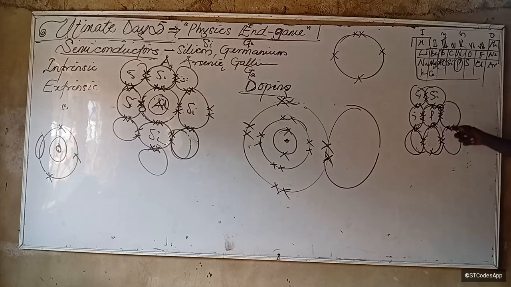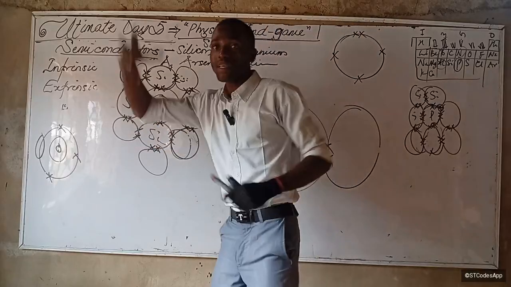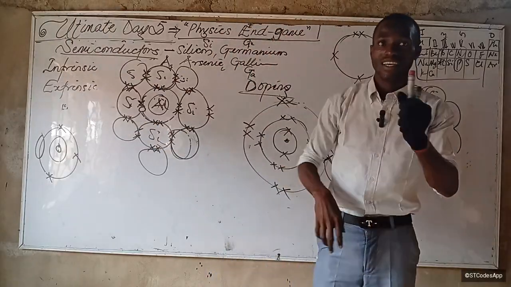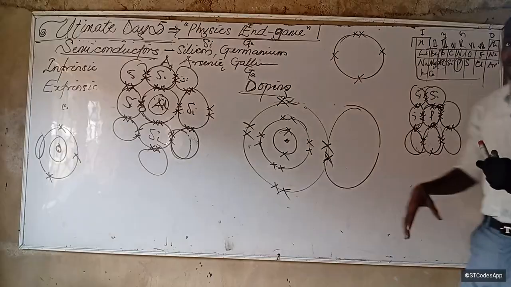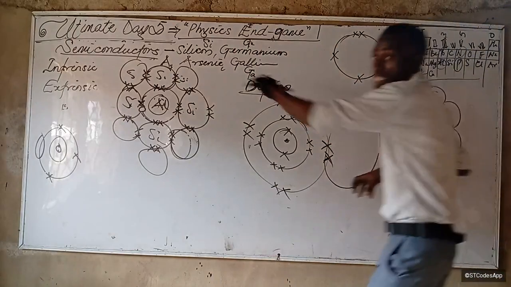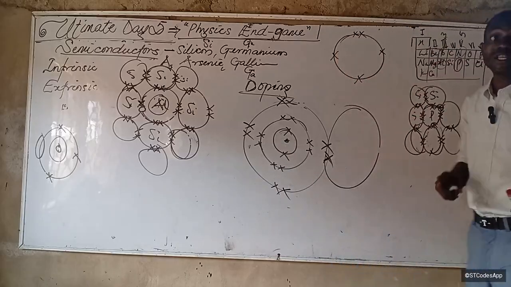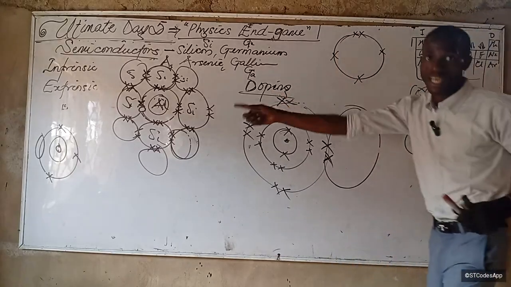So this silicon will now become conductive. Is that okay? This one is also conductive because it permits electrons to enter. So for you to complete the system, you bring this one and this one together. So electrons will flow from where to where? From here to here. Do you understand?